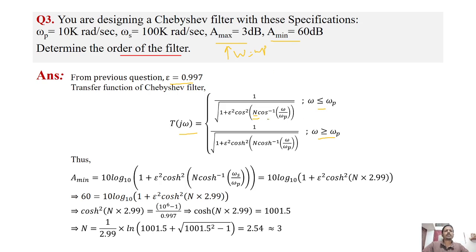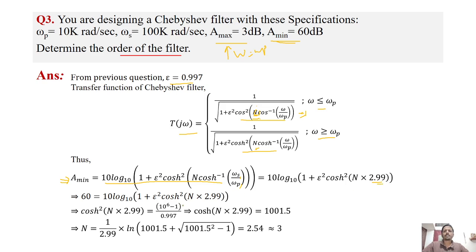In that case, this component will be gone, right? This will be equal to 1, so we cannot find the value of n. Instead of that, we'll use A minimum, so that this component will be there, and we'll find n. So we'll substitute omega equal to omega s, and at omega s, A minimum is equal to 60. I have substituted that as I explained earlier, A minimum equal to 10 log of this term. I found omega s by omega p and substituted in cosh inverse, so we'll get that cosh inverse of that term as 2.99.